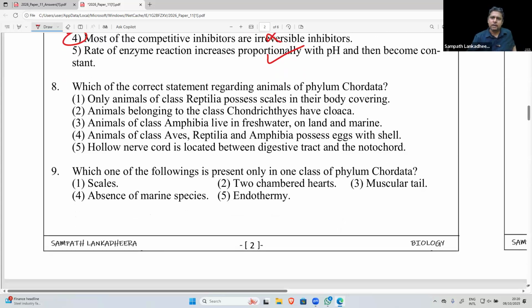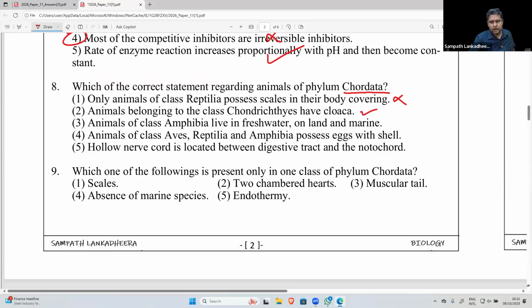Which of the correct statements regarding animals of phylum Chordata? Only animals of class Reptilia possess scales in their body covering. Wrong, neither. Animals belonging to class Chondrichthyes have cloaca.